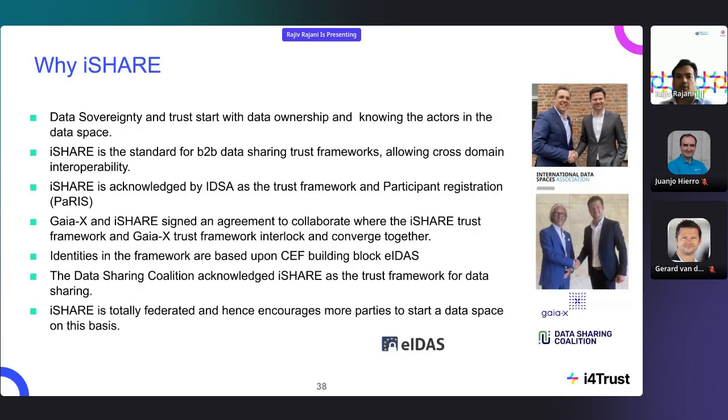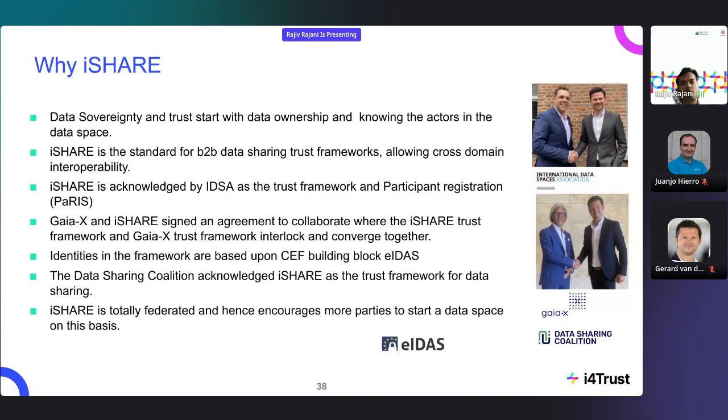Why iShare? iShare has been developed as a trust framework to address this particular issue, the lack of trust between organizations in terms of sharing of data. That was identified as the key blocker in terms of enabling organizations to share more data, which enables a lot of new business use cases and data monetization opportunities.